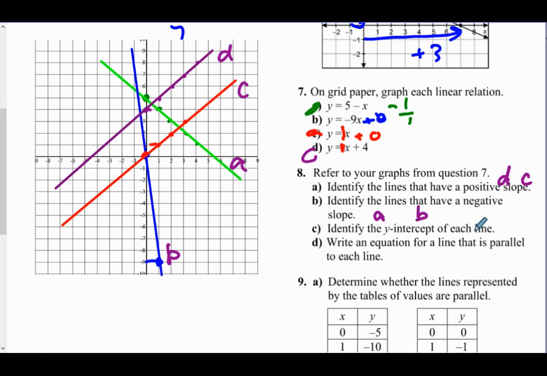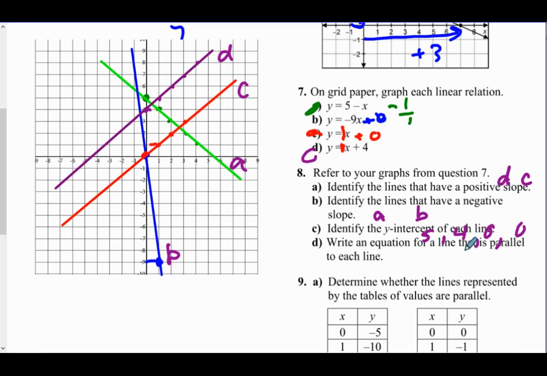Identify the y-intercept of each. Again, without graphing, you could pick all these out from the equation, but we have a positive 5, we have a positive 4, and 2 zeros.